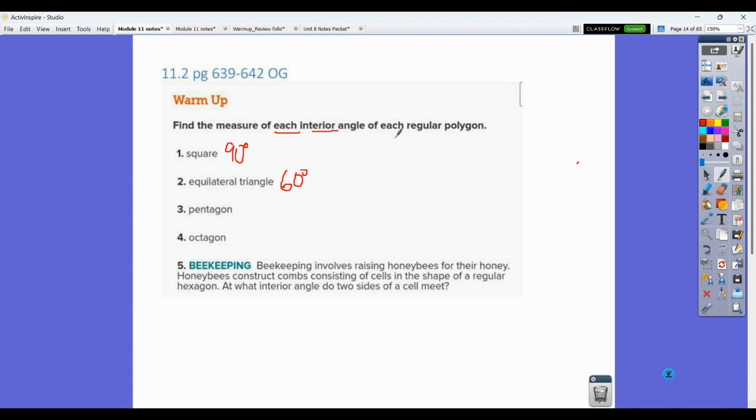to do it. You can do n minus 2 times 180 to find the sum of the interior angles. So let's do that with the pentagon. So for a pentagon, that's 5 minus 2 times 180. So 180 times 3 is what you're multiplying by. Gives you 540. Now that is the sum of the interior angles, not a single one. So you take the 540 and you divide by the 5 angles or 5 sides that a pentagon would have.